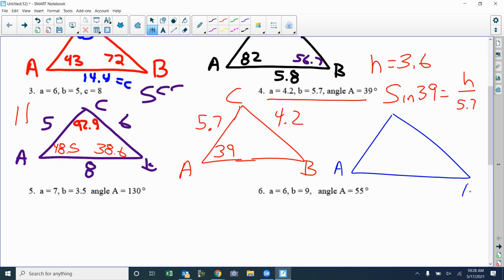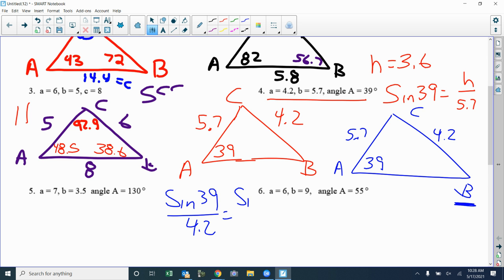A, B, and C. We're still 4.2 here. We're still 39 here. And we're still 5.7 here. The key is gonna be finding the new angle B. So we gotta find angle B first here, using the law of sine. So the sine of 39 over 4.2 is equal to the sine of angle B over 5.7.